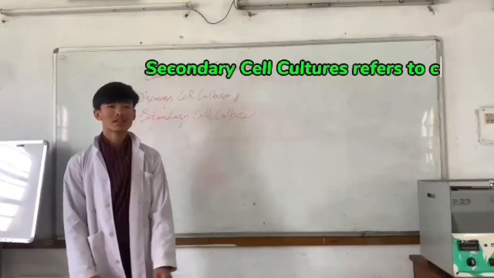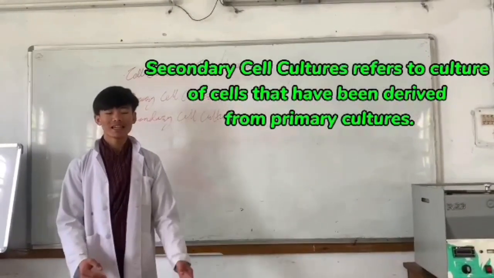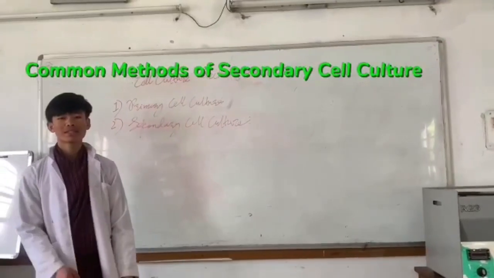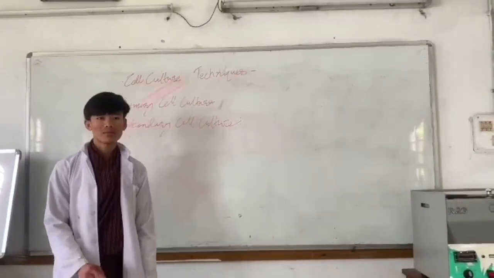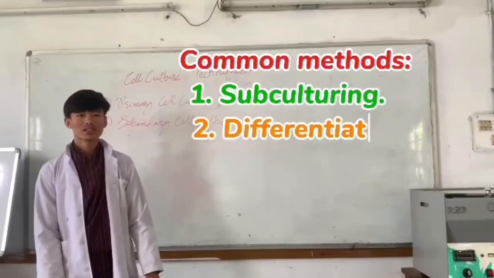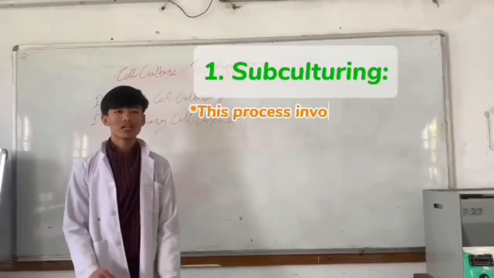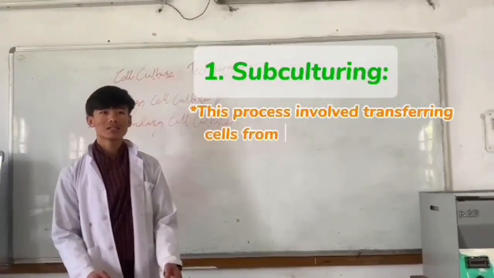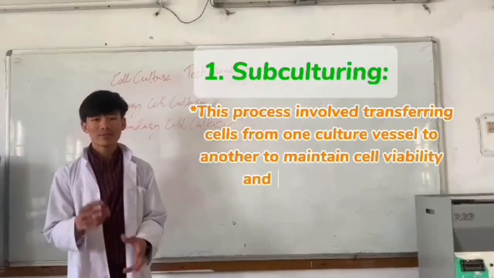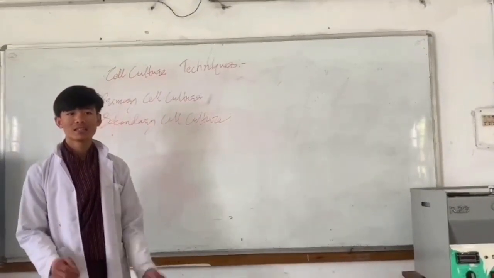Firstly, secondary cell culture is a type of cell culture that has been derived from the primary cell culture. There are main methods for secondary cell cultures, and some of the common methods are subculture, differentiation, and cryopreservation. Firstly, the subculture. This process involves the transfer of cells from one cell culture to another to maintain cell viability and to promote growth.